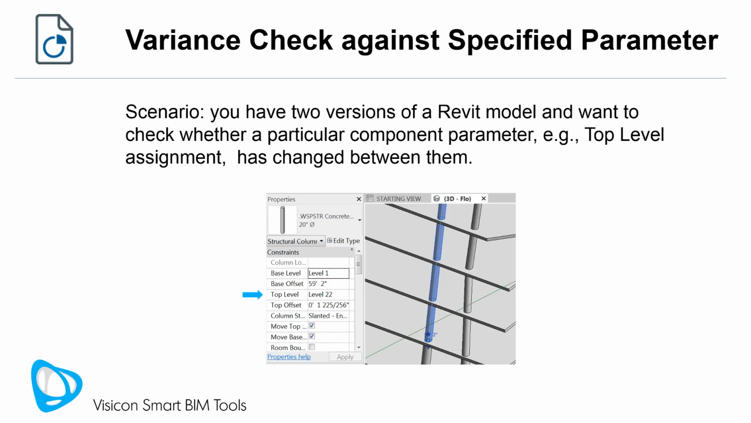This workflow video shows how you can use Visicon to run a variance check against specified parameters. The scenario we're going to run through is that you have two versions of a Revit model and you want to check whether a particular component parameter, for example, top level assignment of columns, has changed between them.